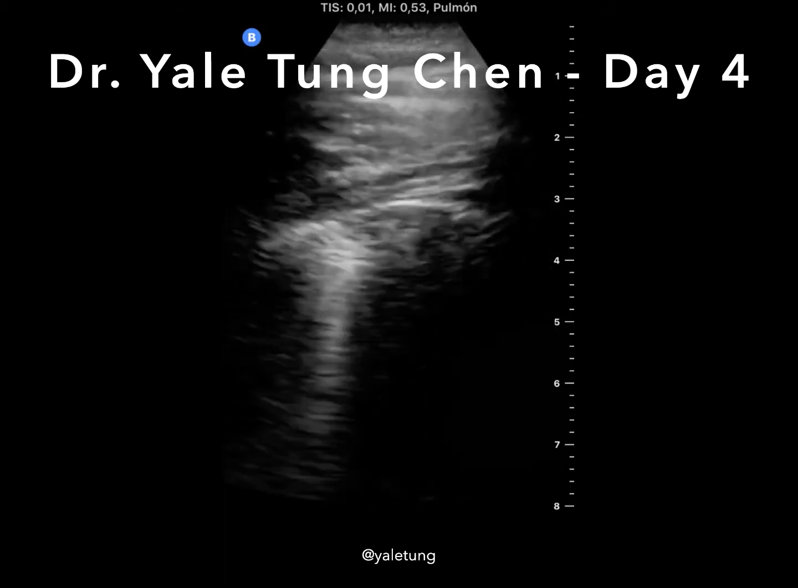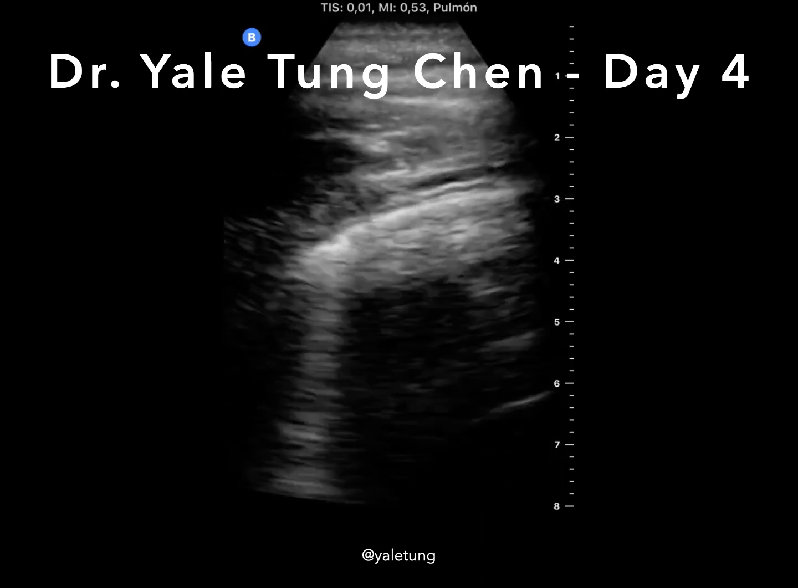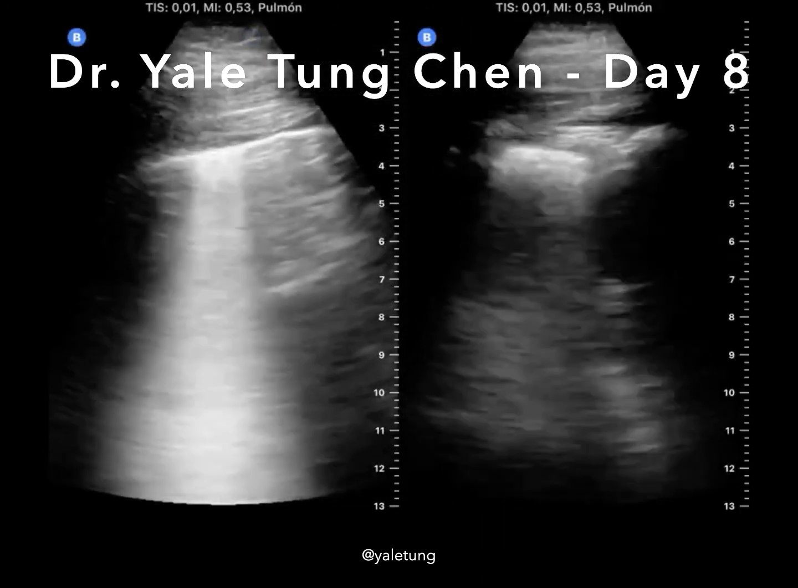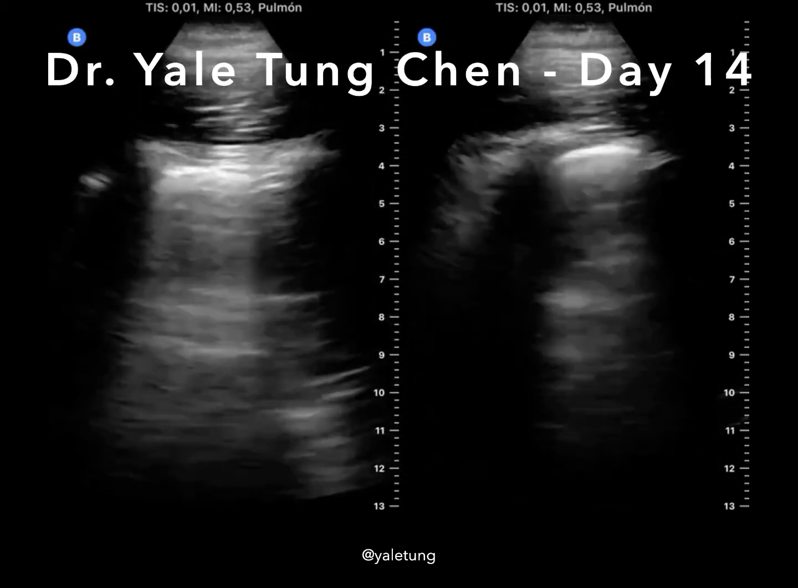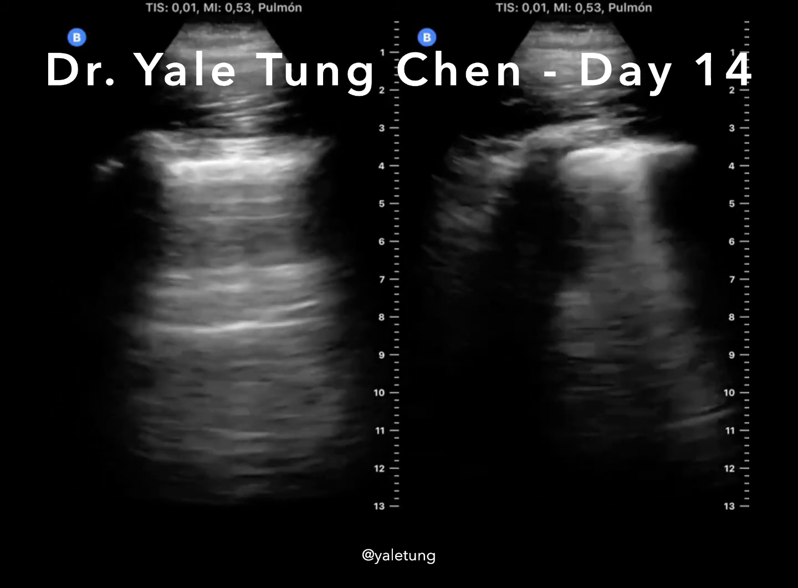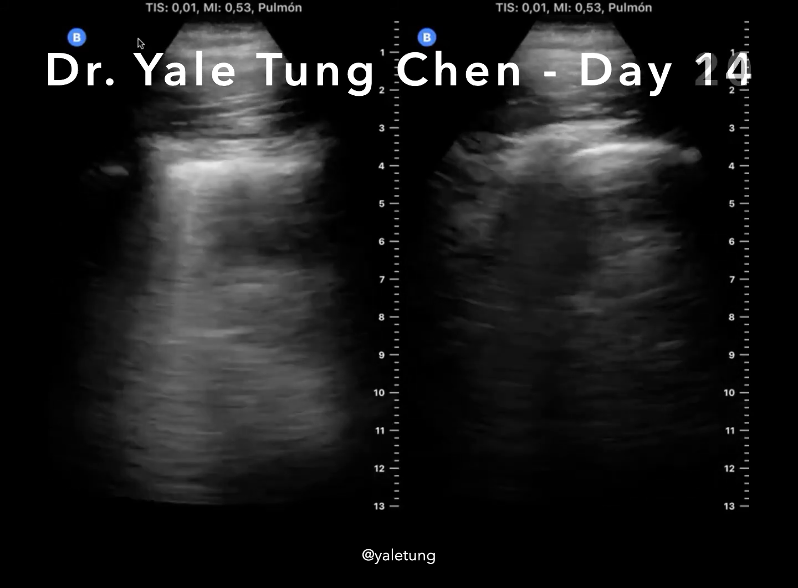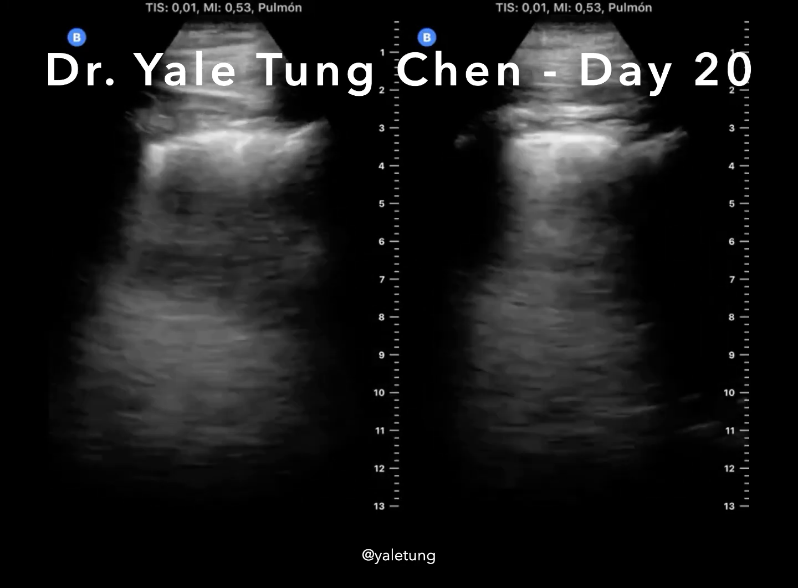For example, on day 4, he had some pleural irregularity and occasional B line. On day 8, he had fairly dense B lines. He continued to have B lines on day 14, where he should have technically been through his illness. Even though he was negative on repeat PCR testing, he still had some pleural irregularity on day 20.